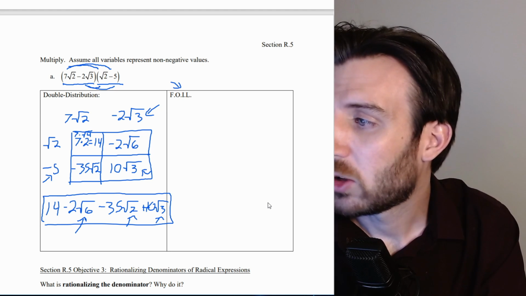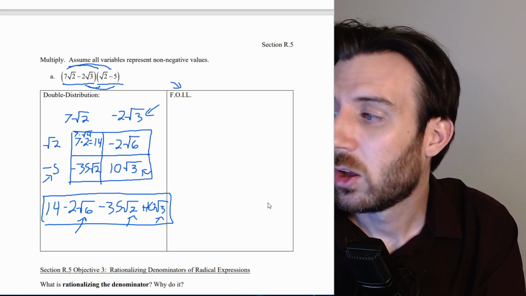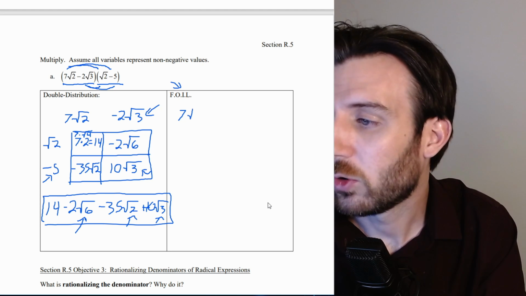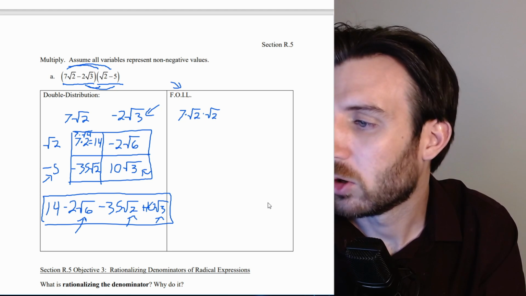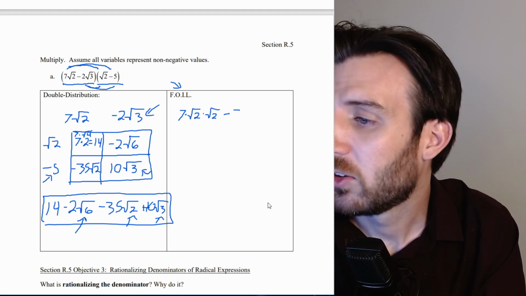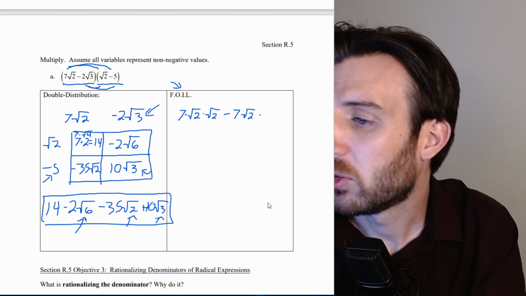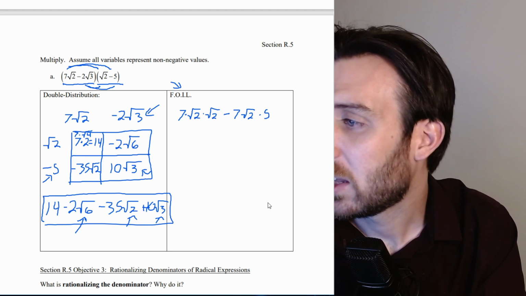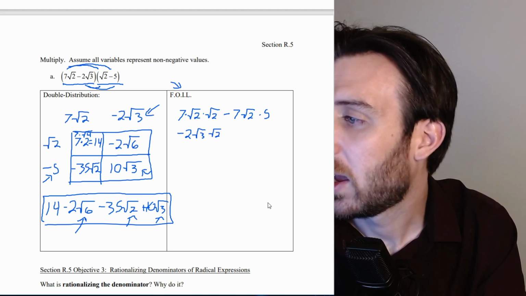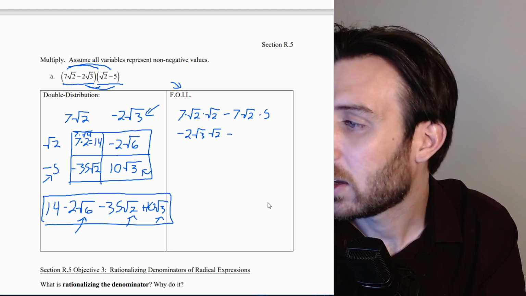So 7 root 2 times root 2 gets you 7 of these 2's, which gets you a total of 7. Well, I guess I was going to do it fully, so I'll do it all the way out the first time. 7 root 2 times root 2, no problem. And then I do the outer terms. That'll be negative 7 root 2 times 5. And then I have the inner terms. That would be negative 2, and then I have a root 3 being multiplied by a root 2. And then I have my last terms. That'd be a negative times a negative is a positive 2 root 3 times 5.